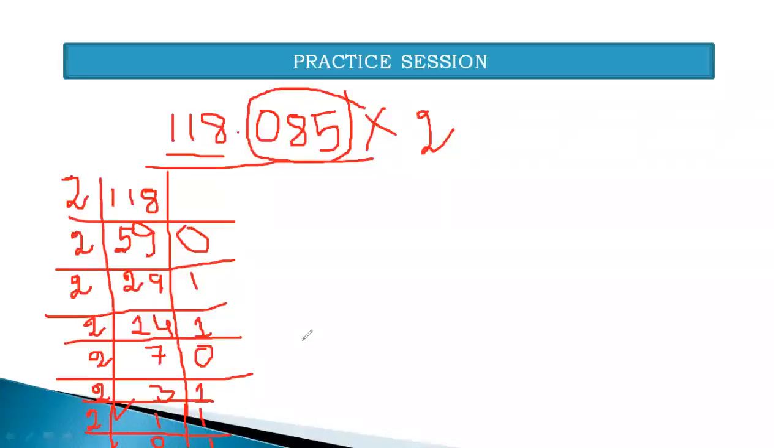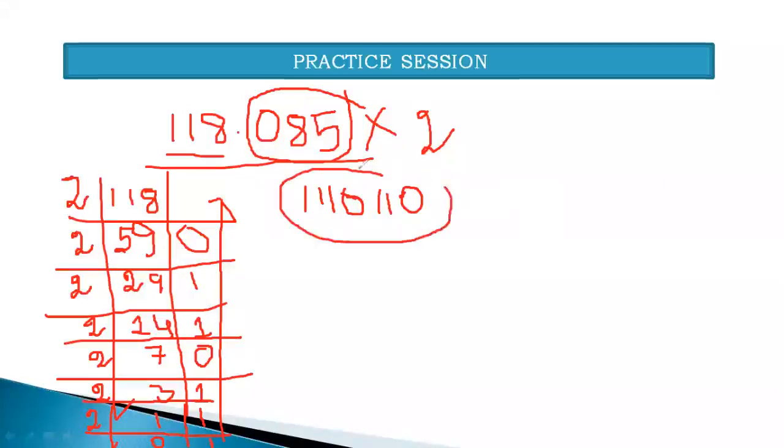Finally, we are going to read the value from bottom to up, that is 1 1 1 0 1 1 0. Now you can check your output also. I think most of you had the same output. Almost everyone, just one had a different one. You can check your output. So this is the binary equivalent of 118.